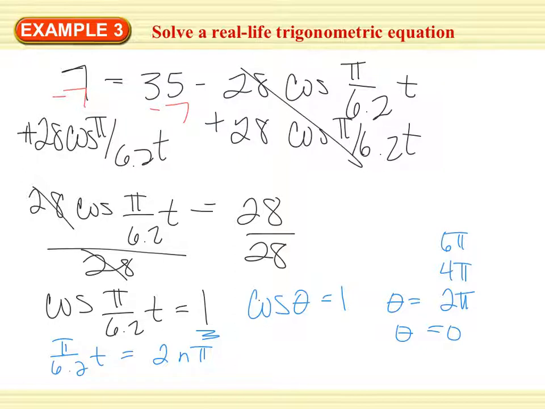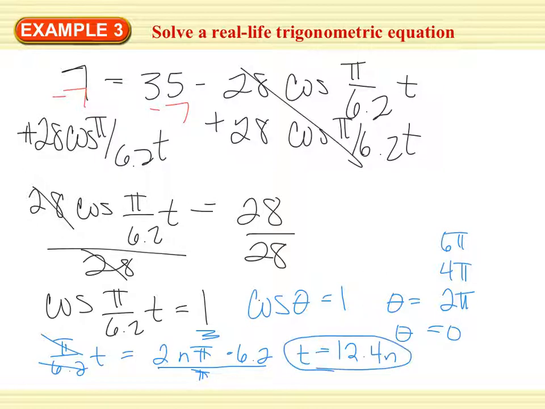So solve this and multiply both sides by 6.2 and divide both sides by pi. So those cancel. I get t equals 12.4 n. That's my time, right? 12.4 n. So we said between 0 and midnight. So 12.4 is my only answer because if I doubled that, I'm past midnight. So that right there is my only answer. I don't need the n anymore.